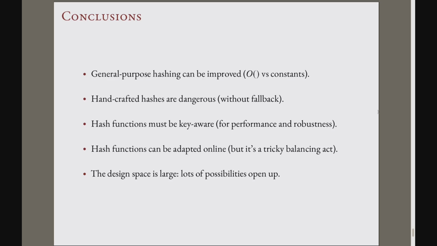So our conclusions are general purpose hashing can be improved, of course. Like the big O is not the full story. Normally we don't care about asymptotics that much, and it eats all the constants.